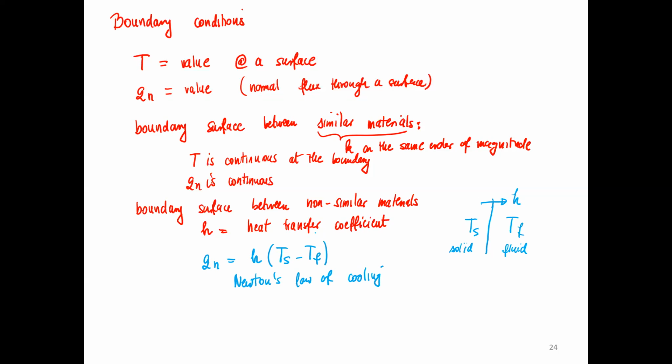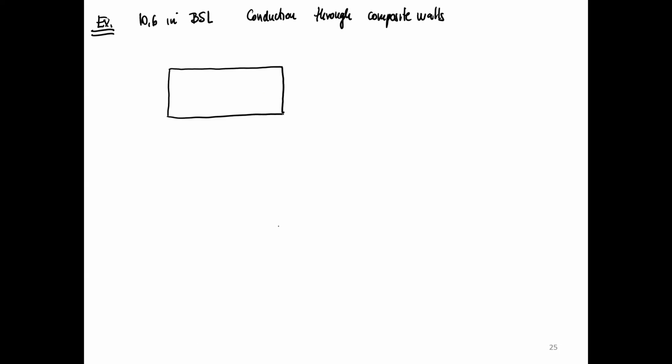Okay, so let's now actually solve a problem. My first example is going to be example 10.6 in the book, and it's conduction through composite walls. So let's say that I have a composite material, and technically I have three pieces.